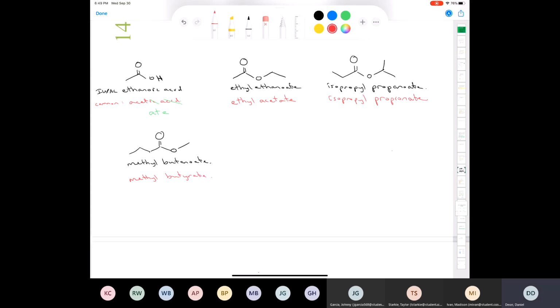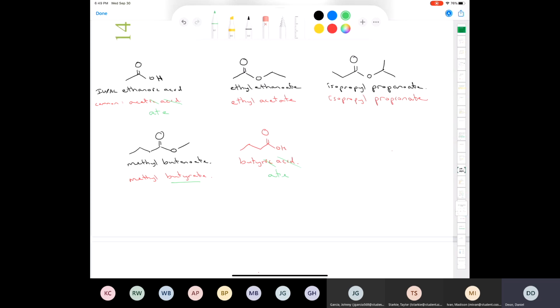Why would that be? Because when we have a 4-carbon carboxylic acid, the IUPAC name is butanoic acid, but the common name is butyric acid. So again, we drop ic acid and we replace it with ate, so we get butyrate. All right, and so that is how you do the common nomenclature of esters.